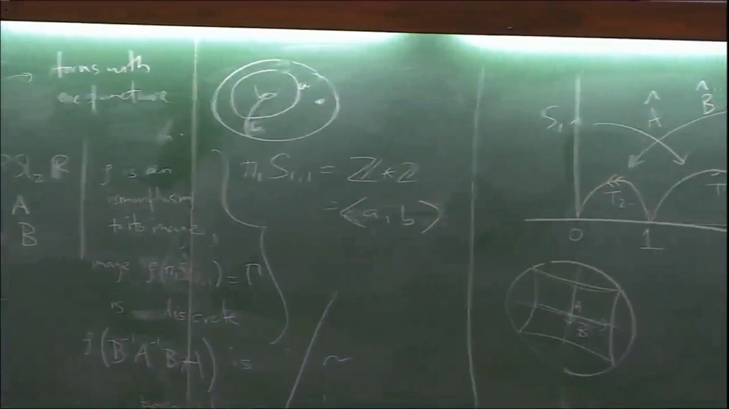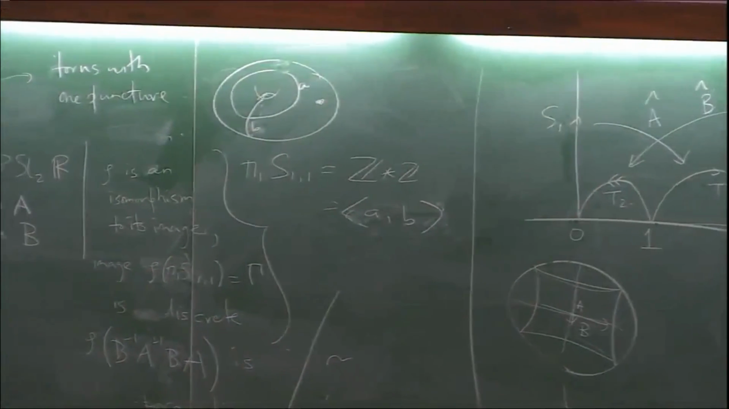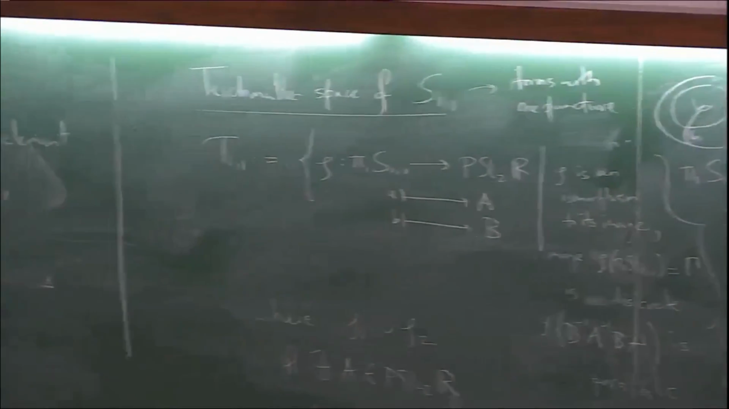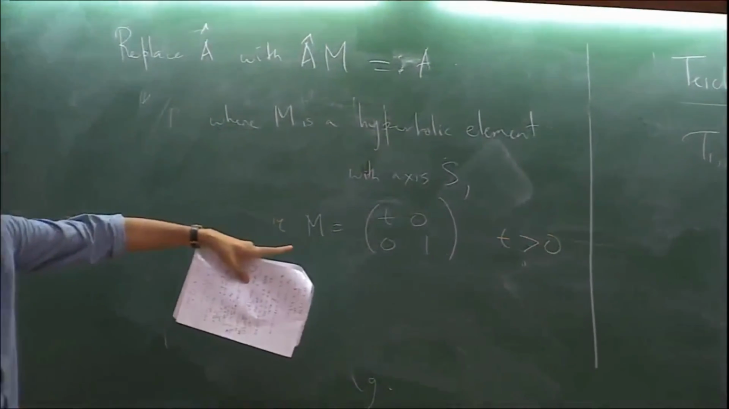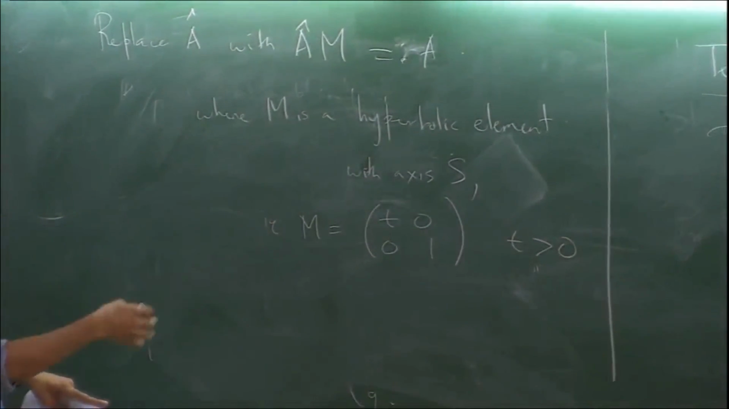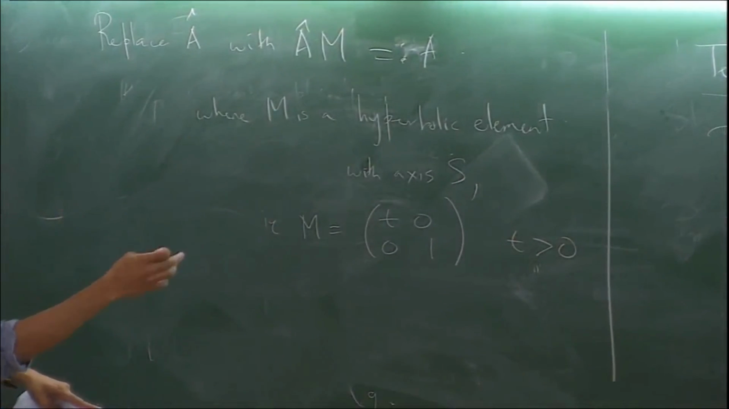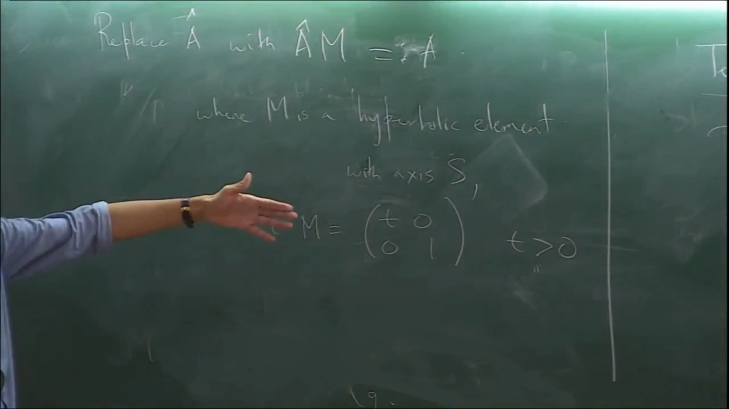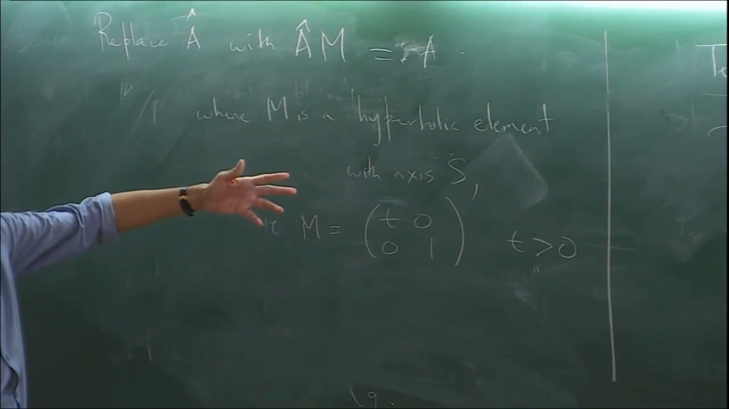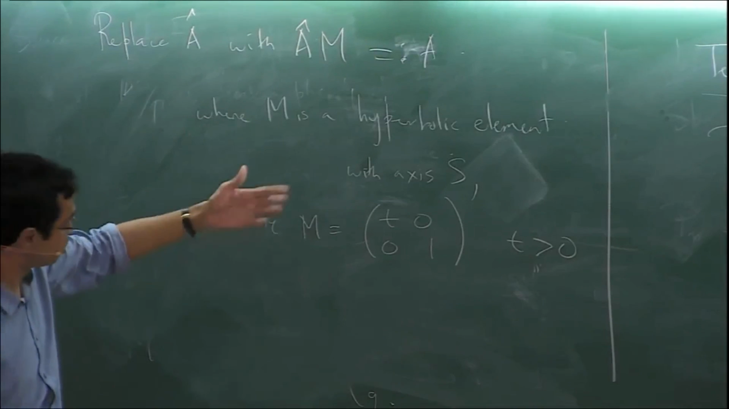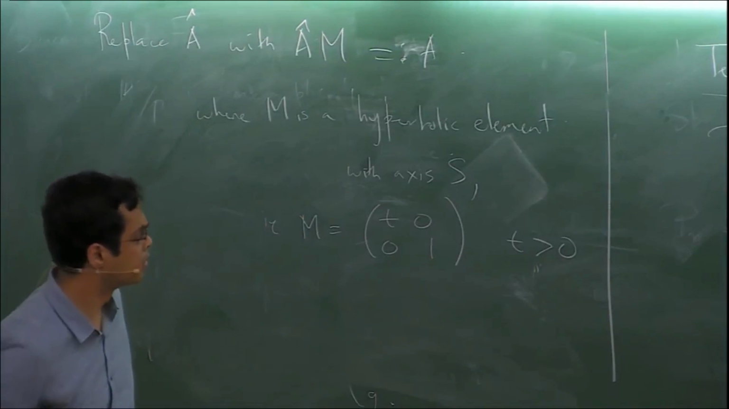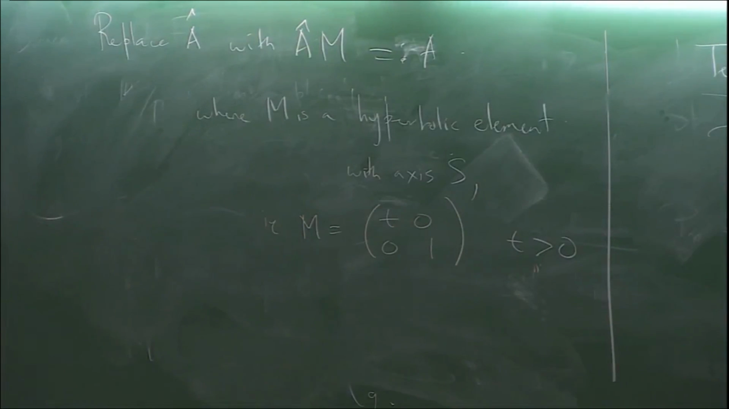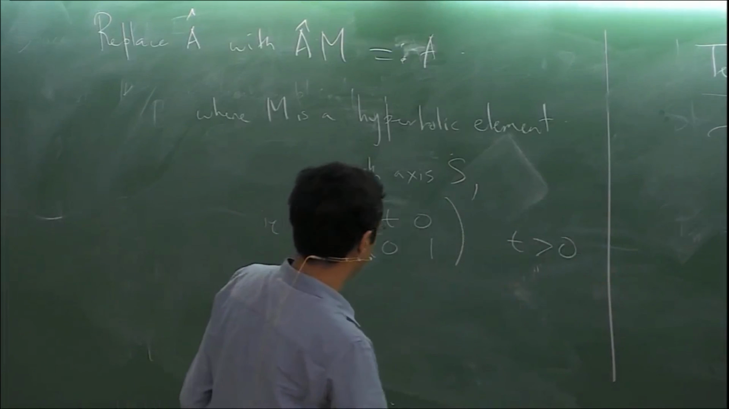So M is something which translates along this geodesic. Let me write down that M. It looks something like this: (t, 0; 0, 1), where t is bigger than 0. That's a hyperbolic element. Right now it's in PGL2, so this doesn't have determinant 1, but you can always normalize. It's a 2 by 2 matrix with positive determinant. And so this gives you another identification.